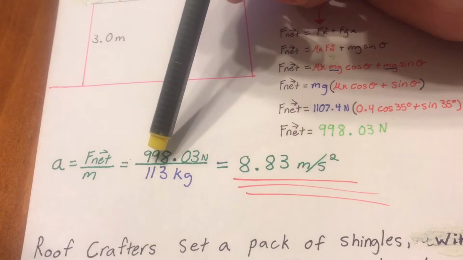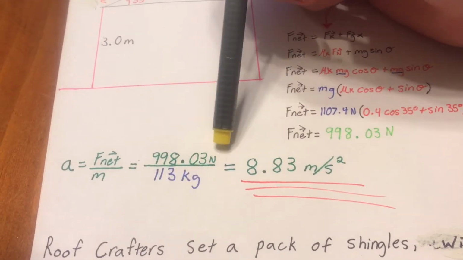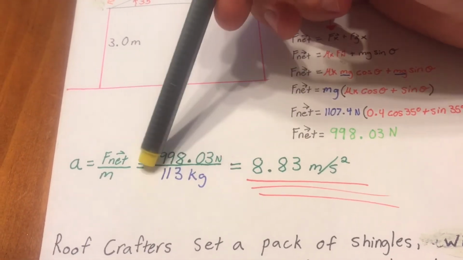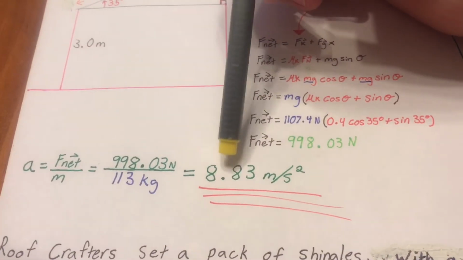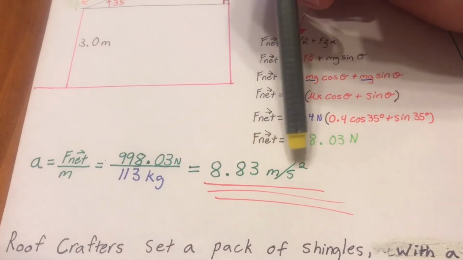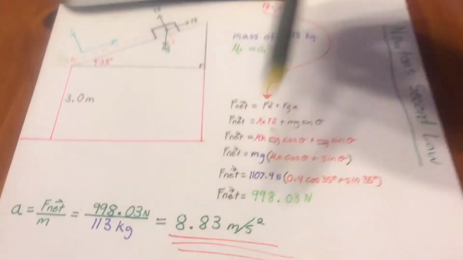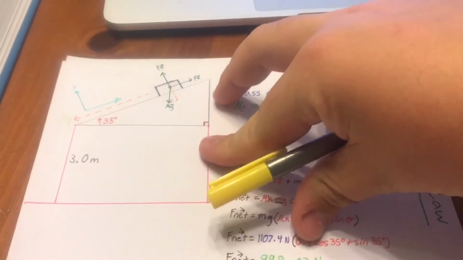And I came over here to my acceleration formula, which is a equals F net over mass, and I plugged in 998.03 newtons divided by 113 kilograms, and that gave me 8.83 meters per second squared. That's Newton's second law.